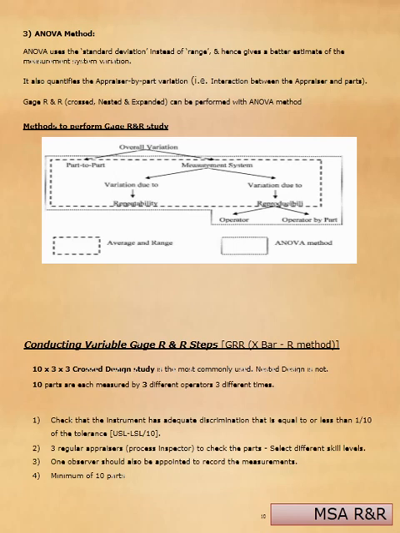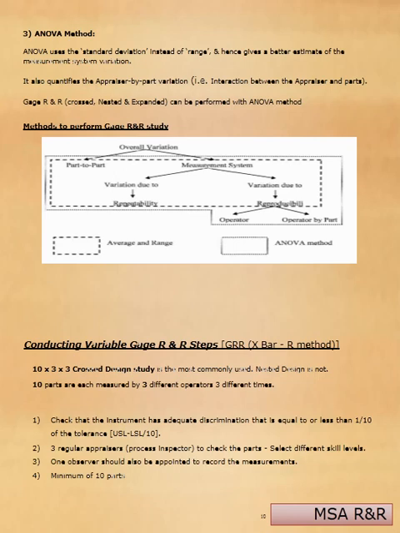Now we look at conducting variable gauge R&R steps. X-bar and R method, here I am explaining. The 10 by 3 by 3 crossed design study is the most commonly used. Nested design is not preferable. 10 parts are each measured by 3 different operators, 3 times each. That is what I explained as 10 into 3 into 3.